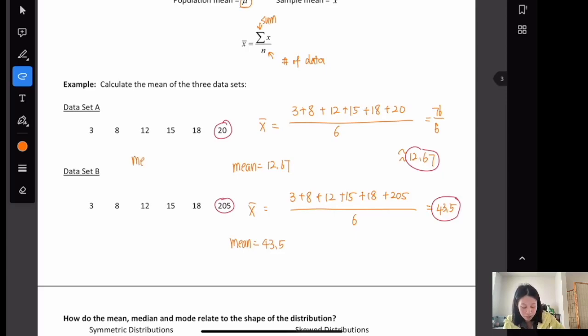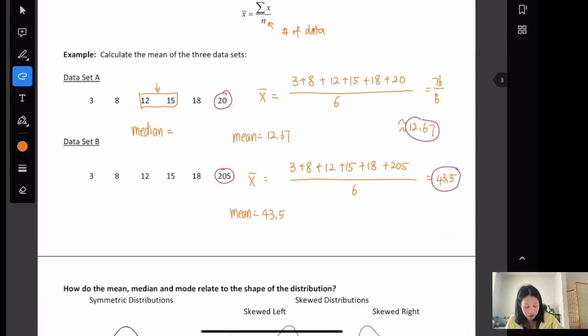The median is the center of the data, the middle of the data. In this case, it didn't change. It's going to be half of 12 and 15, which we calculated earlier, 13.5. So here also 13.5. As you can see, if you have a little bit of data that is extremely big, excessively unusual, that's what we call outliers, right? So 205 appears as an outlier.